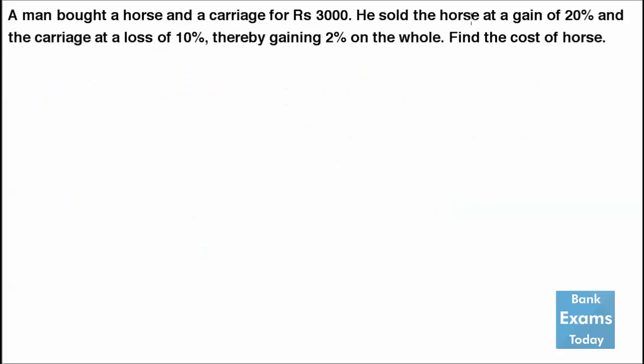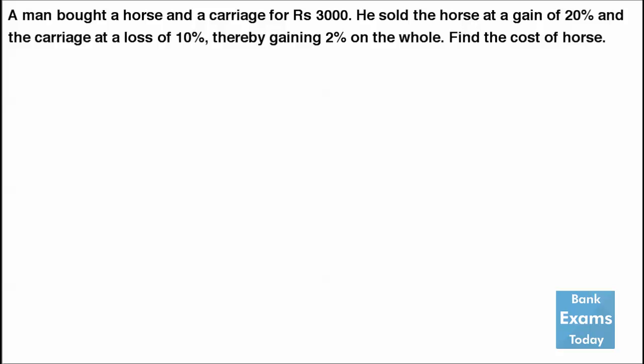A man bought a horse and a carriage for rupees 3000. He sold the horse at a gain of 20% and the carriage at a loss of 10%, thereby gaining 2% on the whole. Find the value of horse.